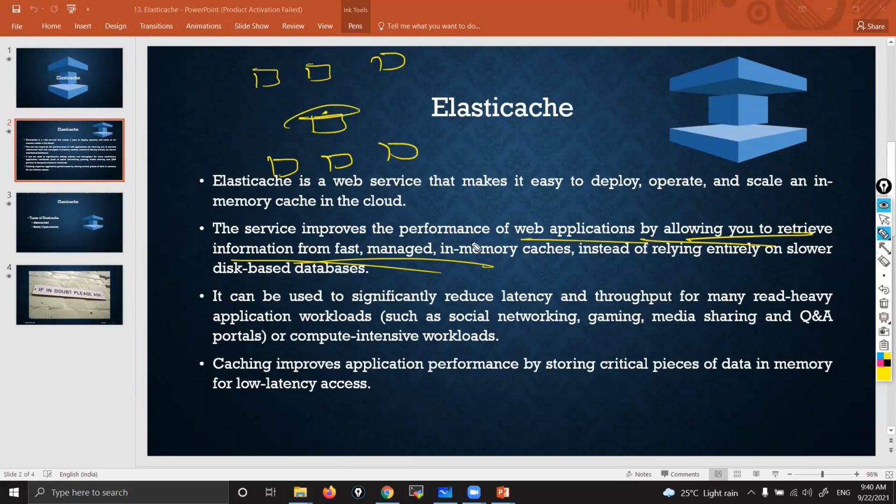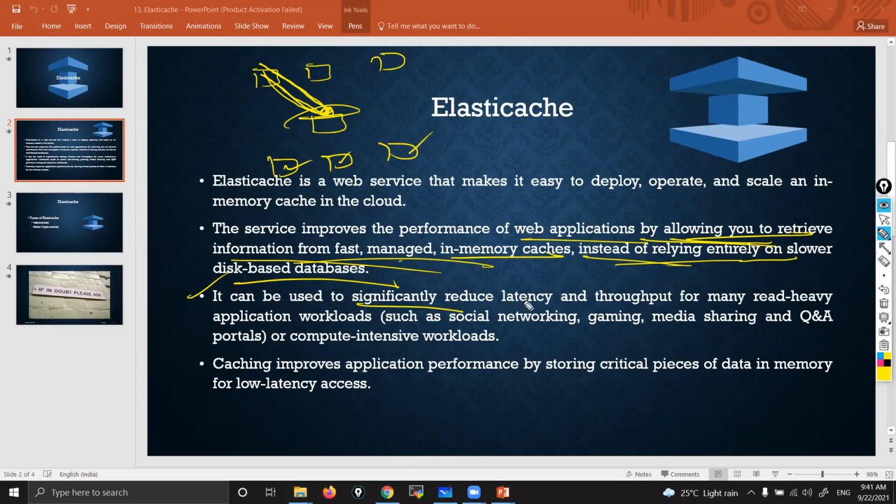See, it is allowing you to retrieve information from where? Fast managed in-memory caches. So it is allowing us to retrieve information from Elasticache itself, instead of relying entirely on slower disk-based operations. Instead of relying on slower disk-based operations, it is allowing you to retrieve data from in-memory caches. Got it?